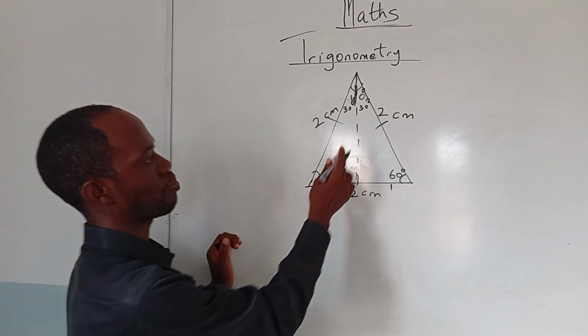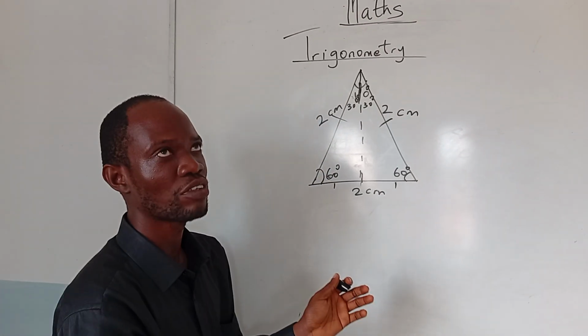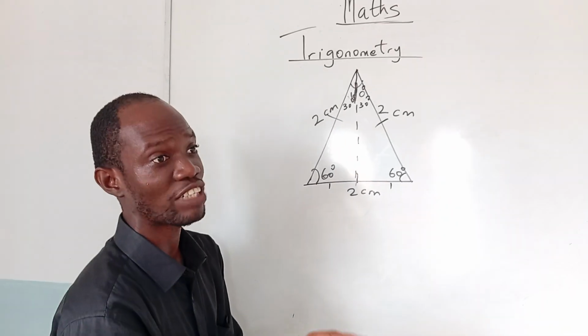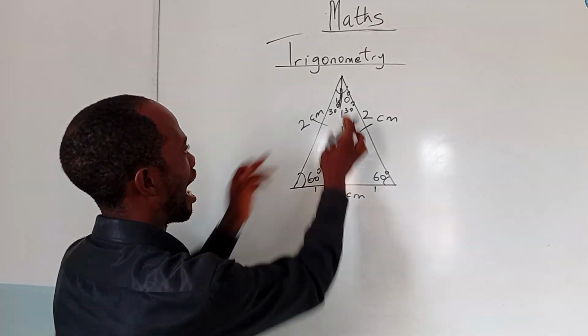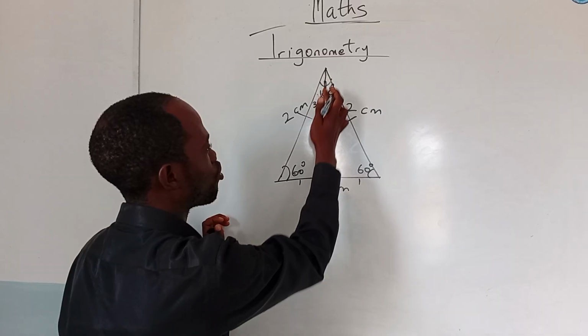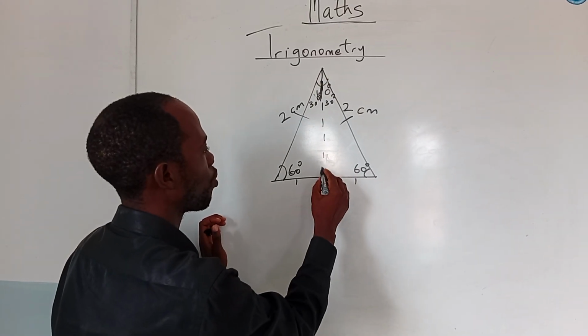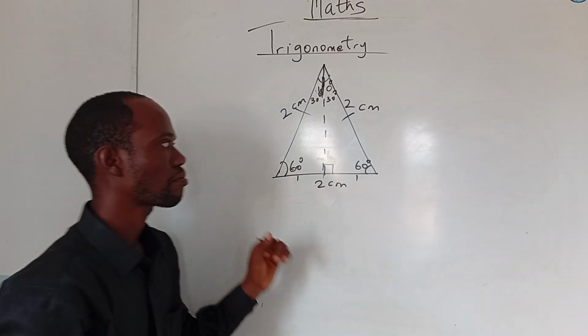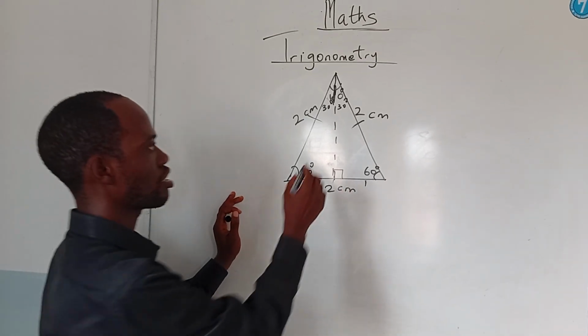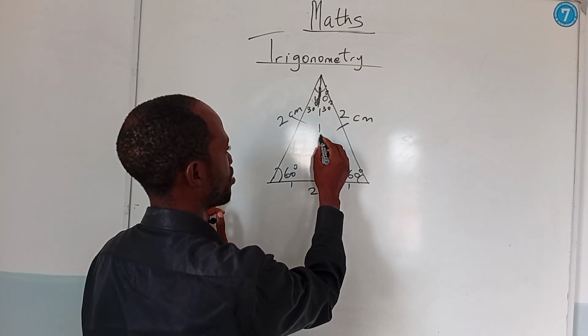Now, I don't know this side. If you check very well now, I now have two triangles. I have these big triangles, and this one too is also forming another triangle. So angle 90 should come in like this. Since I don't know this space, I can make it x.